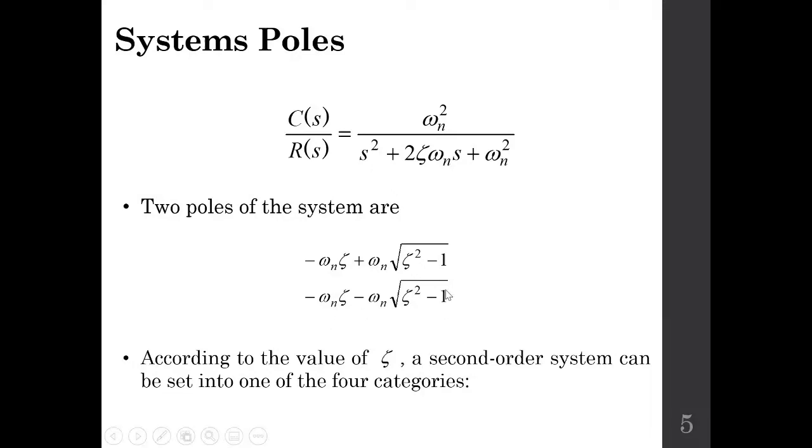Now the zeta here in these two poles is a very important part, because based on the value of zeta we can categorize a second order system into 4 different sections.